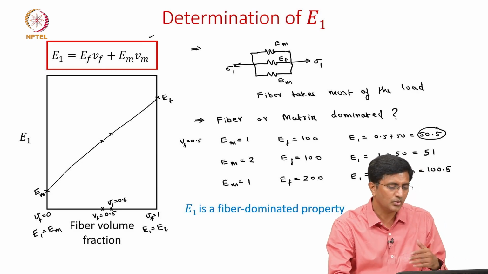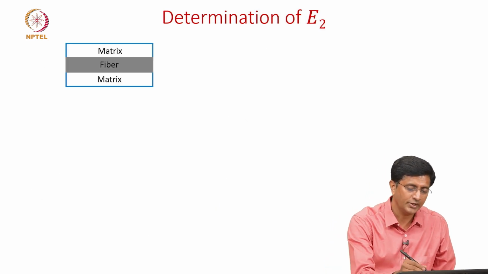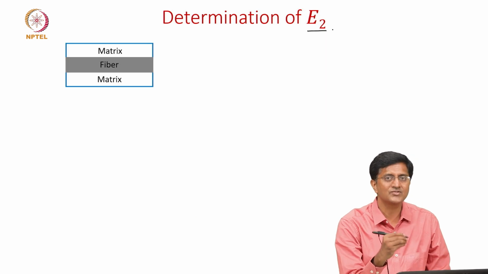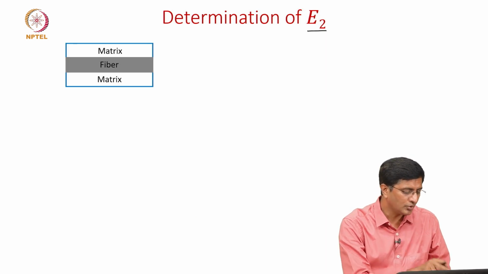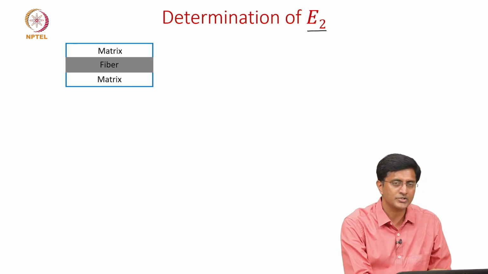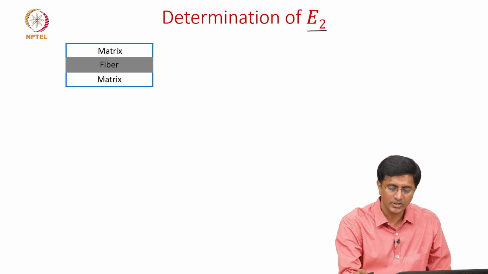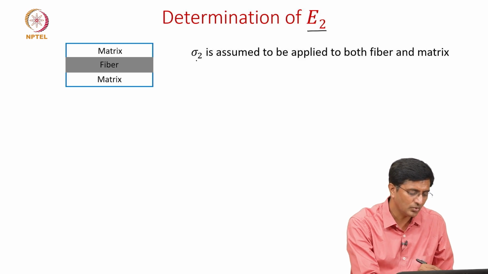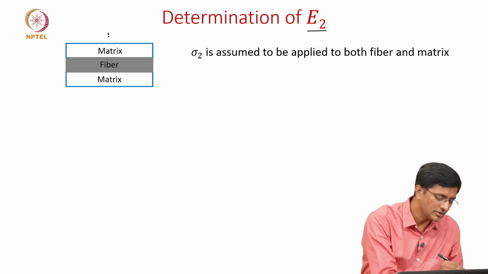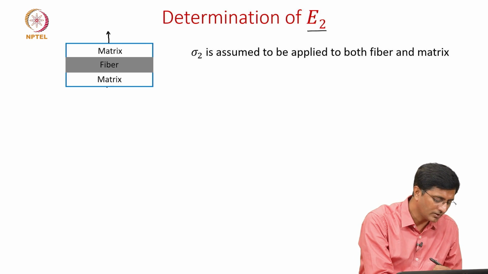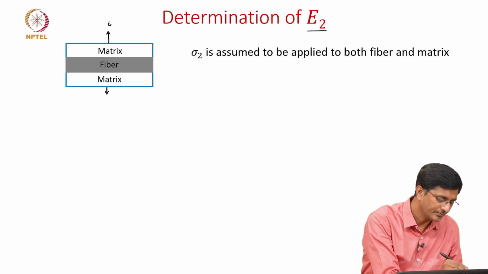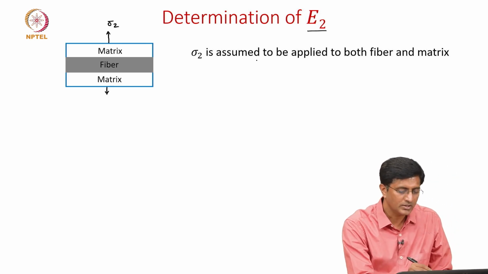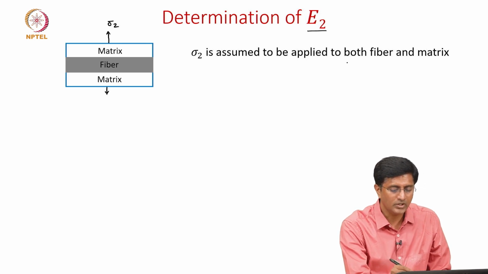Now let's move to trying to predict what is the variation in E2. E2 is the transverse modulus of the composite. Here too we start with the same representative volume element, but here we make a different assumption. Here we assume that sigma 2 is applied. What is sigma 2? This is the stresses applied perpendicular to the fiber direction. It is assumed to be applied equally for both the fiber and the matrix.